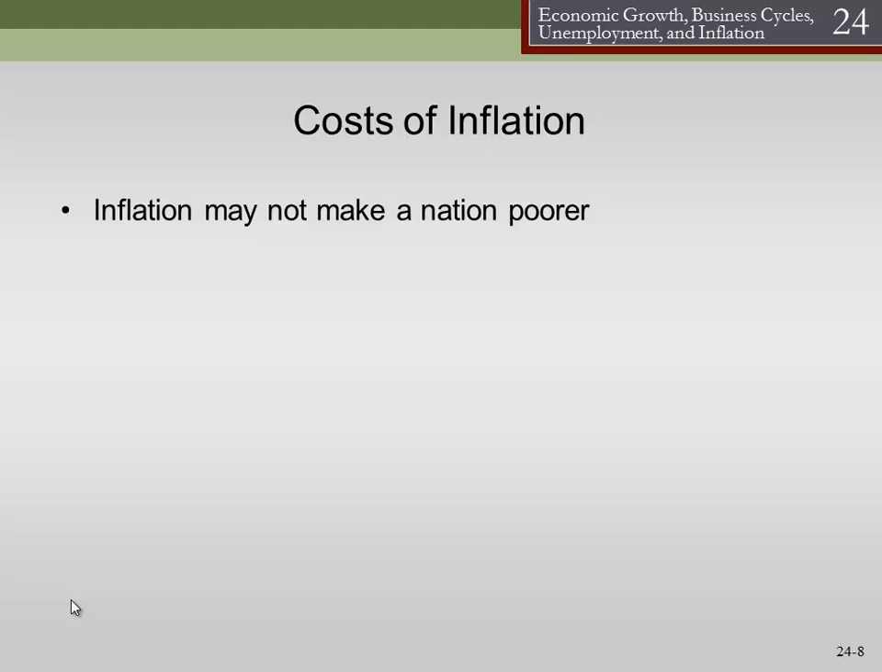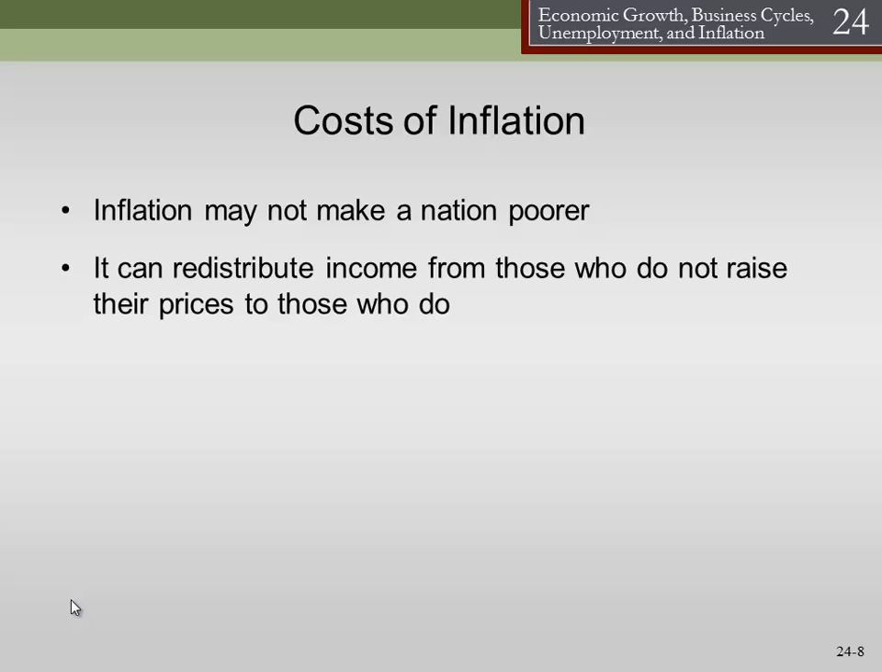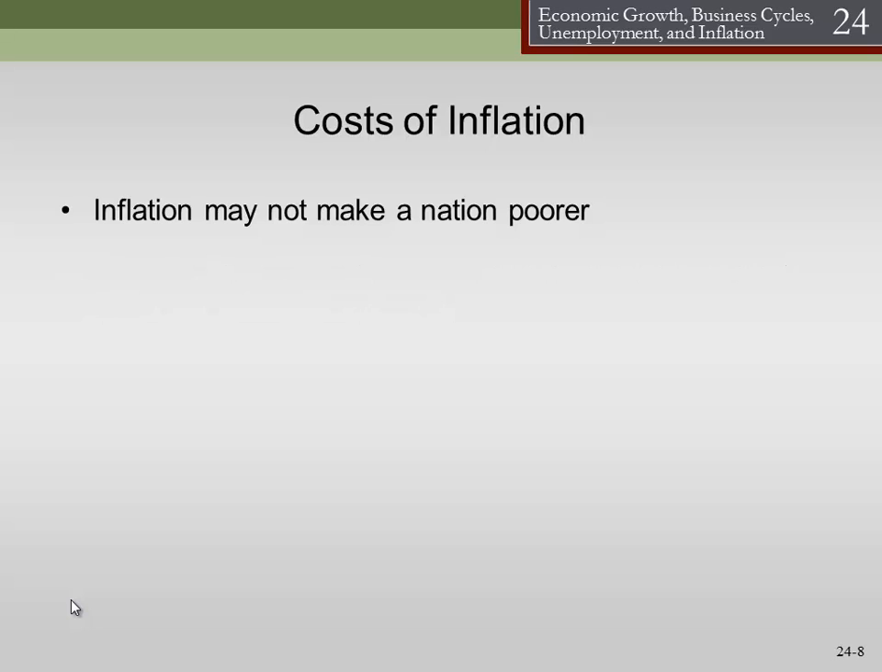So what are some of the costs of inflation? Well, inflation may not make the nation poorer. One thing it can do is redistribute income from those who do not raise their prices to those who do. What do we mean by it may not make the nation poorer? It's that we may have the same amount of goods. So if we go back to the slide where we had the basket of goods in 2009 and 2010, the basket didn't change. So we still had that same amount of stuff. But we did have inflation.